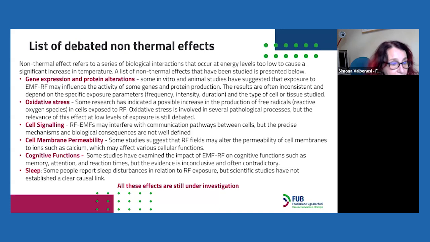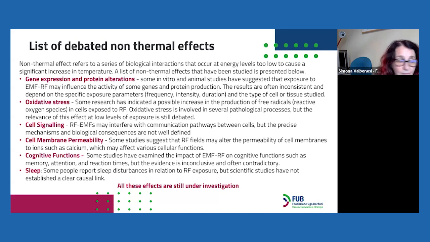But studies have been performed, and the results are often inconsistent and tend to depend on the specific parameters used for the study. For example, frequency, modulation, exposure duration, SAR levels, cell type, preparation of the cells. So the results are debated, and more studies are necessary.